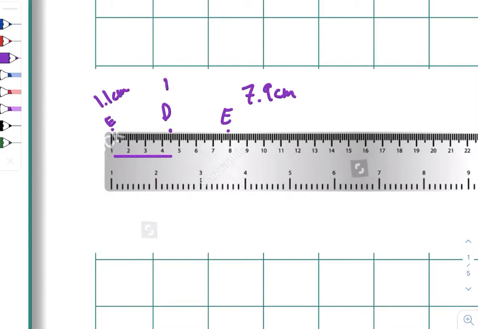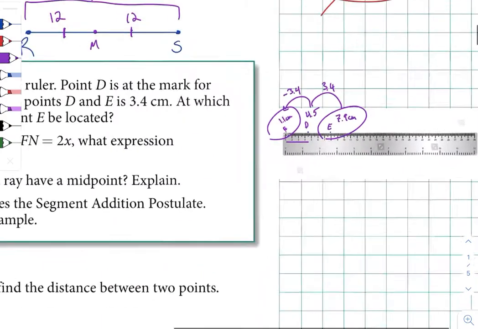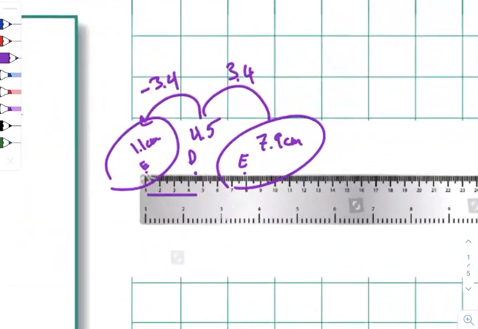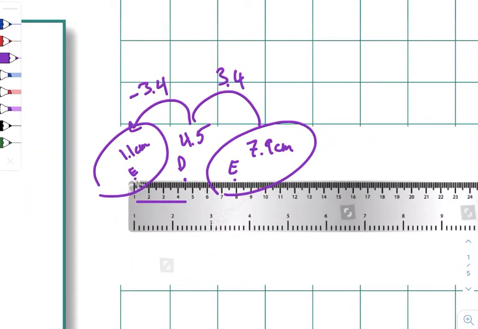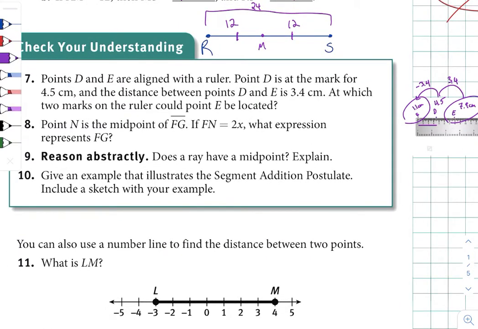All right, so if I started at 4.5, I could have either subtracted 3.4 and gone to the left and got 1.1, or I can add the length of 3.4 centimeters, and that brought me to 7.9. So E could have been at either one of those two spots on the ruler. And that's what the answer wants, which two marks of the ruler could E be located: 1.1 centimeters or 7.9 centimeters.